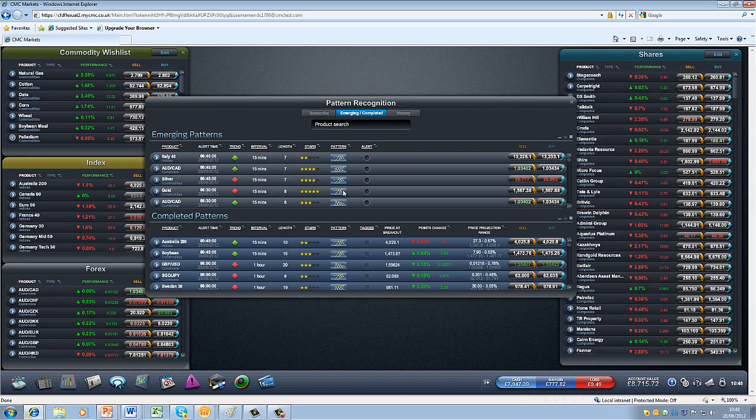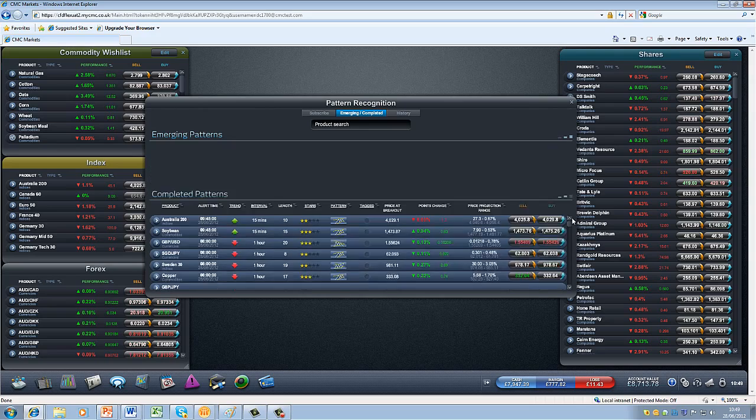There's a little tooltip there that tells you what each of them are if you're a little bit unsure. And you've also got the ability to set an alert once it becomes an emerging pattern and then goes through to becoming completed. This is particularly useful if you've got a setup that you want to be alerted to. When it appears down here in the completed pattern section, it will be highlighted in purple so you can quite clearly see what's going on.